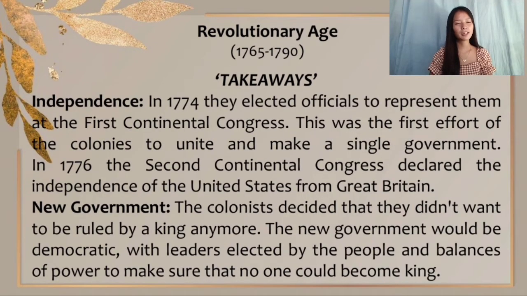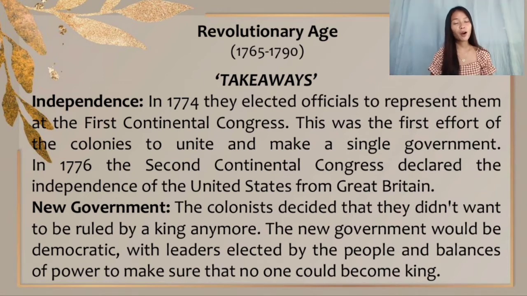Next will be independence. Each colony had its own local government. In 1774, they elected officials to represent them at the First Continental Congress. This was the first effort of the colonies to unite and make a single government. In 1776, the Second Continental Congress declared the independence of the United States from Great Britain.